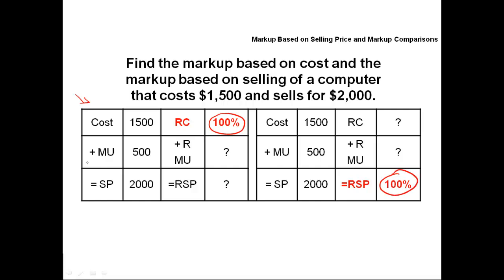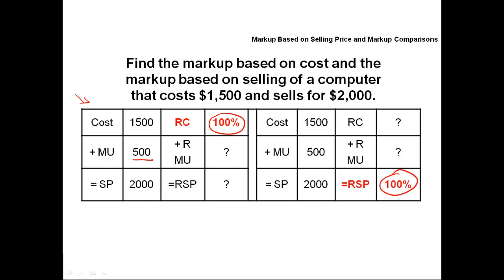So concentrating on the left side here, if the markup is going to be based on the cost and the markup is $500, to find that percent markup is 500 divided by the $1,500, which is going to give us a 33% markup.